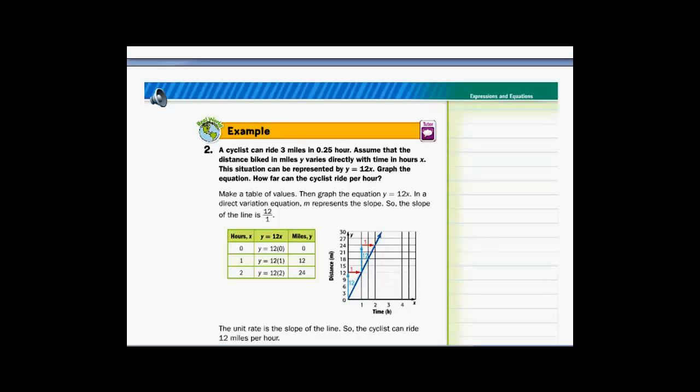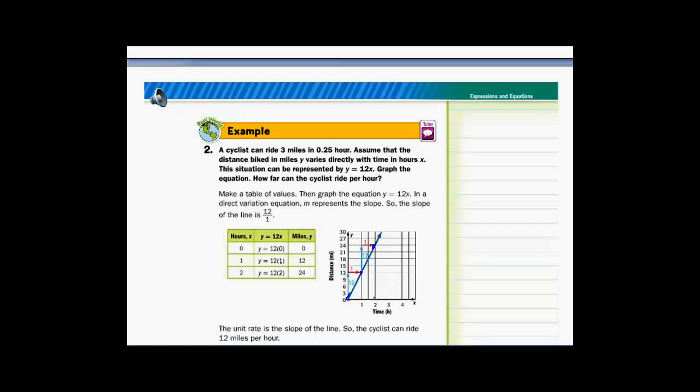Here's what you've got. Let's say for 0 hours, you just need to make up these 3. Put in 0, 1, 2 hours. Obviously, if he's biked 0 hours, he's going to cover 0 miles. And that fits with direct variation. Remember, it's always going to go through the origin, so it's going to be 0, 0. If you put in 1 hour, y equals 12 times 1, which is 12. So at 1 hour, he went 12. After 2 hours, put in a 2, he will have gone 24 miles.